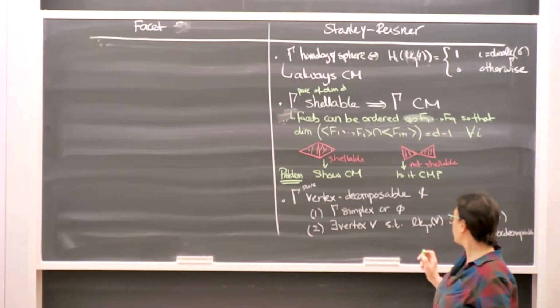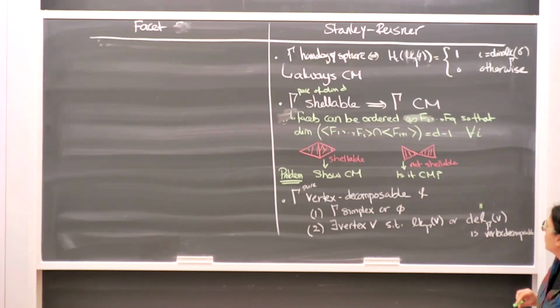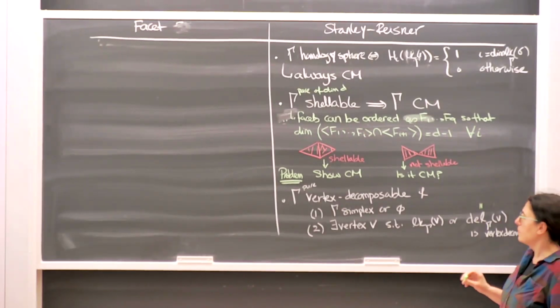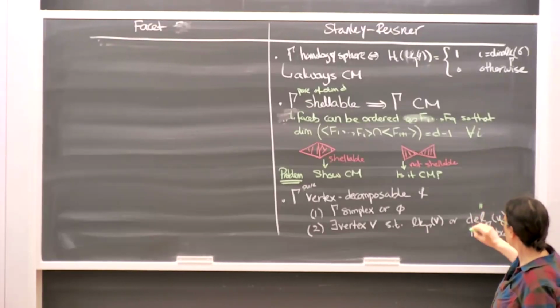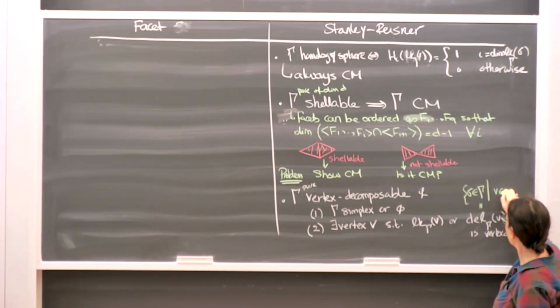Link, I already told you what it means. Deletion means just drop a vertex. So deletion gamma minus v is all the faces of gamma which do not contain v.